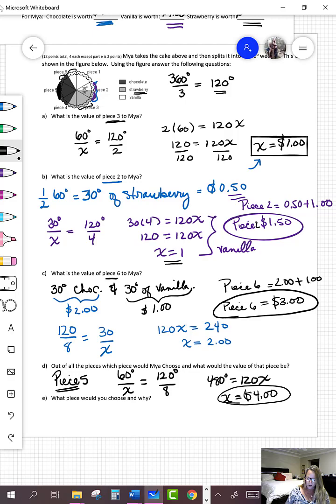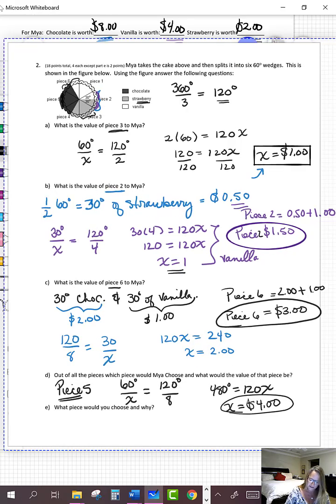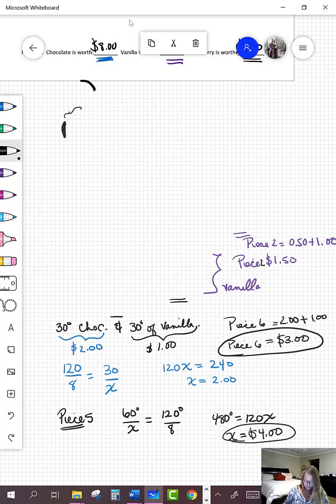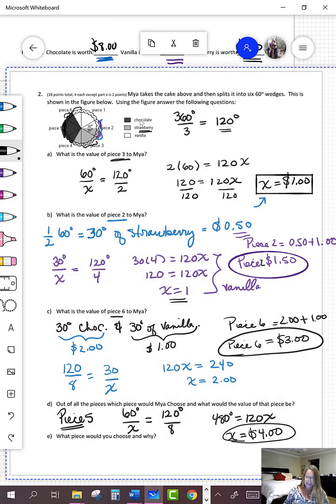And then what would you choose and why? Personally, I love vanilla cake with vanilla frosting, so I would choose piece 1. But you might have a different preference, and so give yourself full credit on that last piece if you answered it and you explained why.